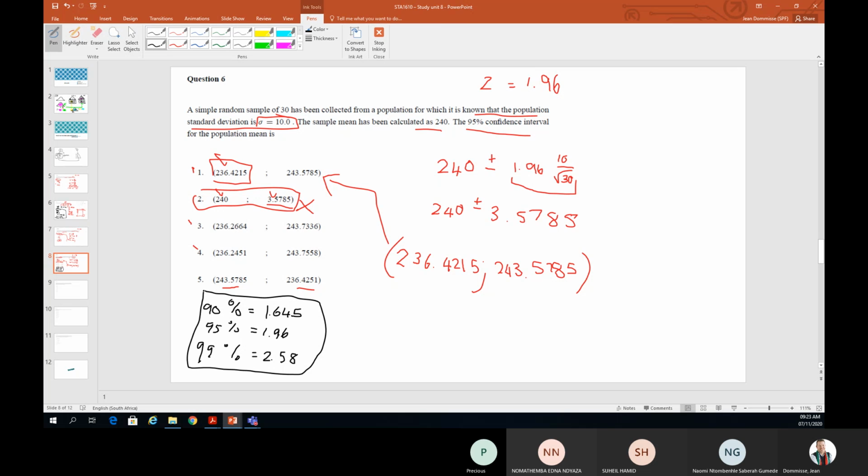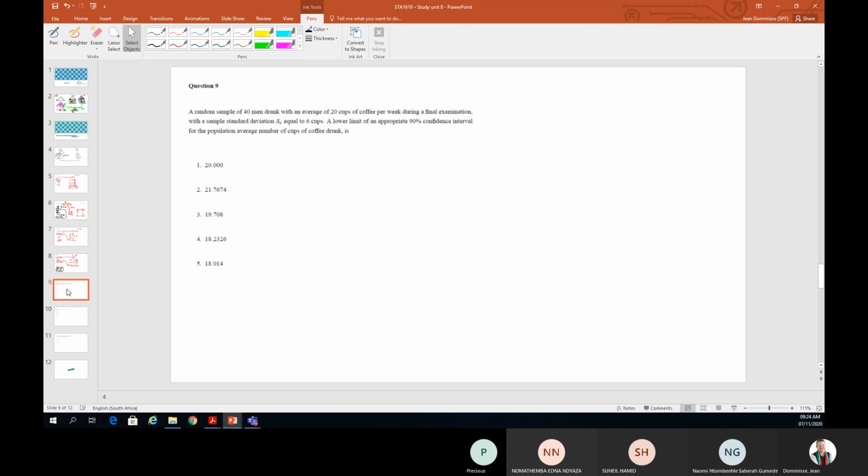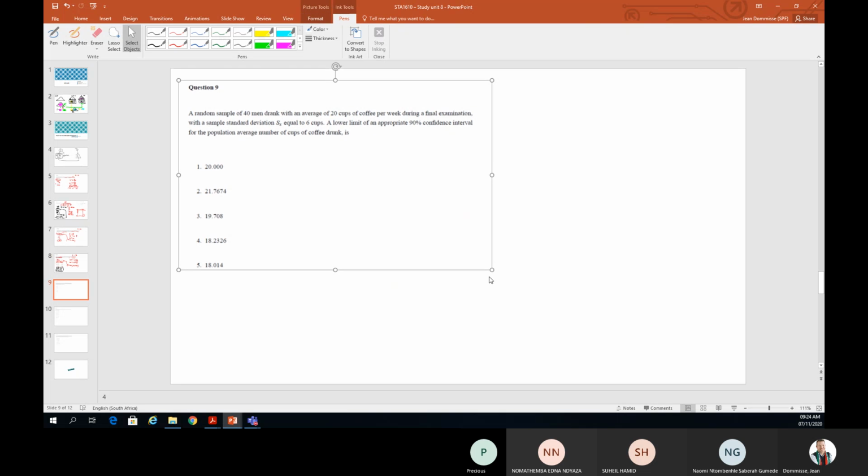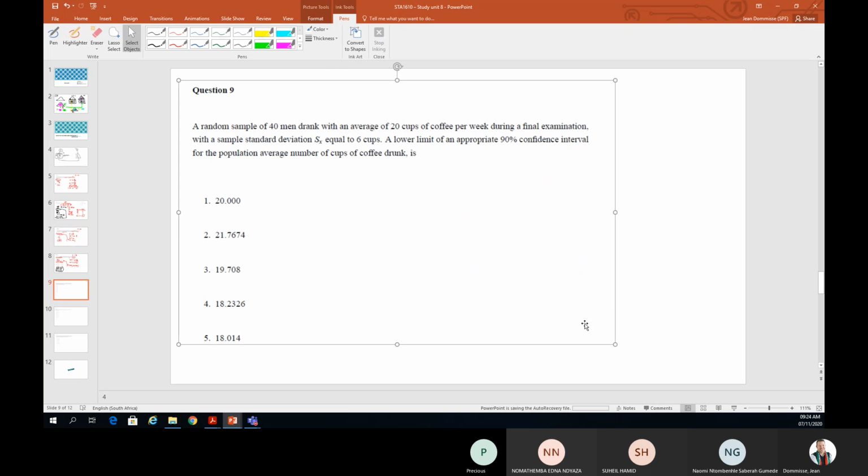They won't ask for a 91% or 92%. It's basically between those three that they normally ask, and it is most of the time the 95%. These are the three that you can remember. So you don't need to worry that you suddenly get a 98 or anything like that. That will not happen.